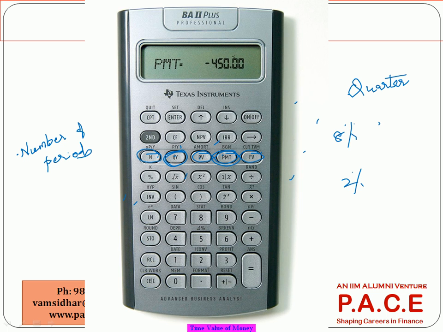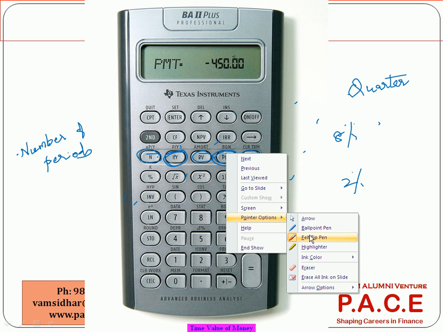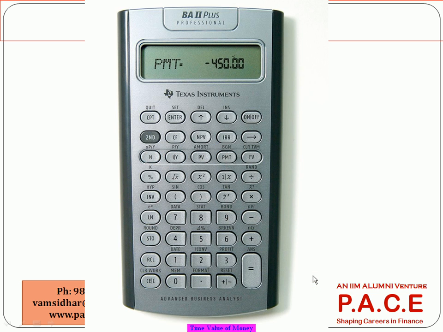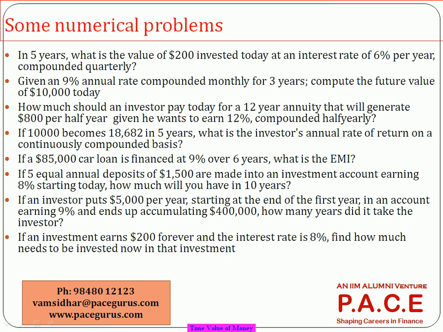Right? Now, let's take a few numericals that will make things easier for us. In this, the CPT button is nothing but compute. Compute something. Let's say the question is, let's take one example. In 5 years, what is the value of $200 invested today at an interest rate of 6% per year, compounded quarterly?